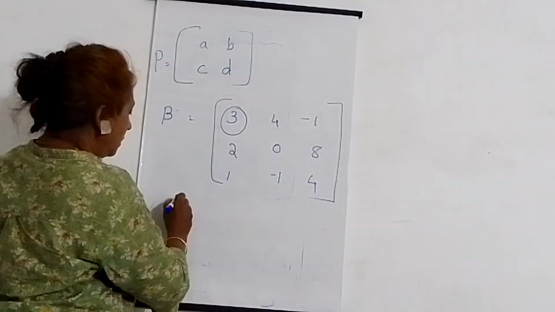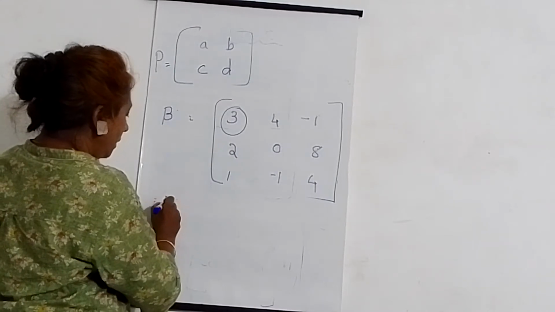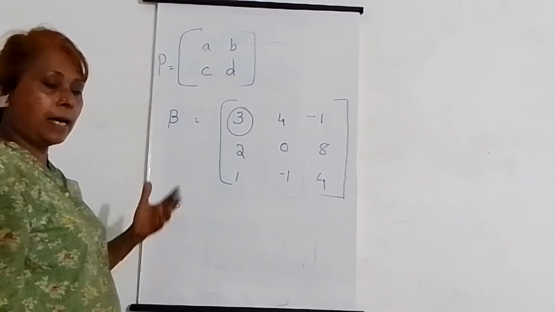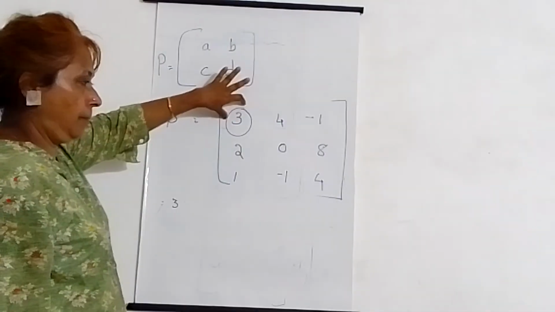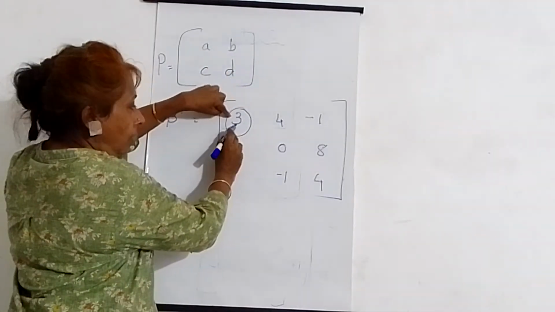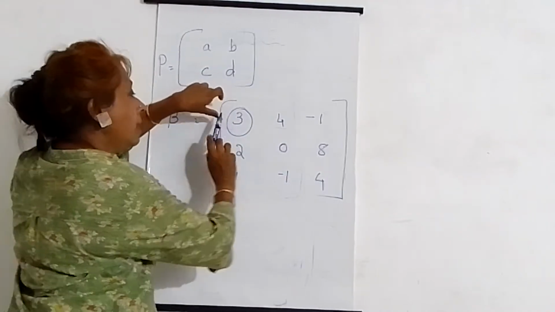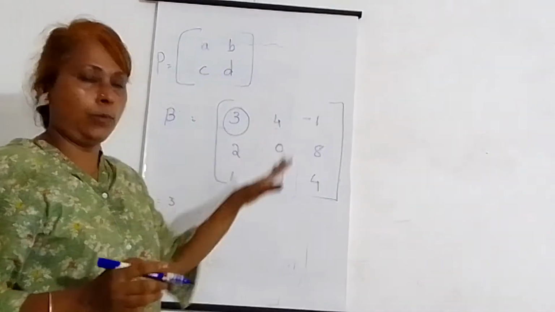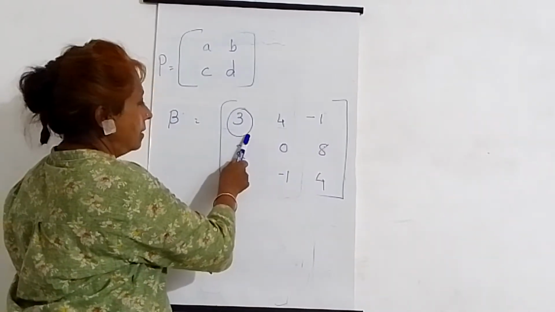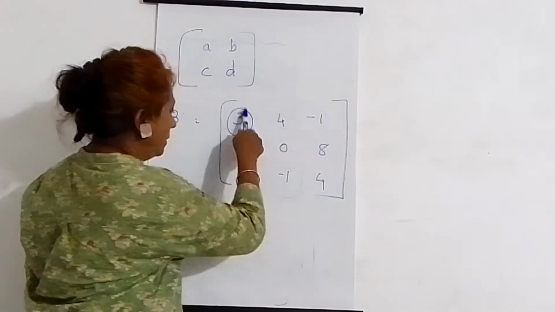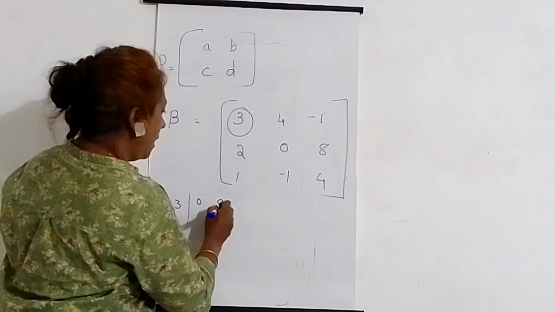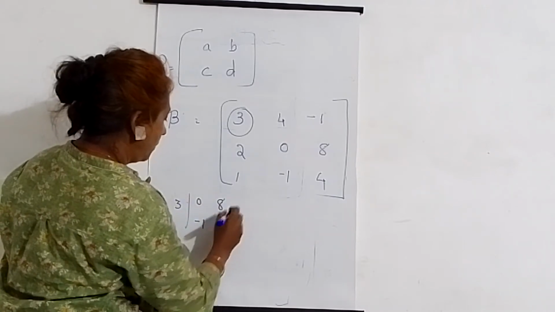Okay, then it's equal to 3 into the minor of this member 3. Take 3, and then the row and column in which 3 is an element, we have to omit that one. Then what is remaining, that is the minor. So the minor of this 3, with this row and this column excluded, is the remaining 0, 8, -1, 4.